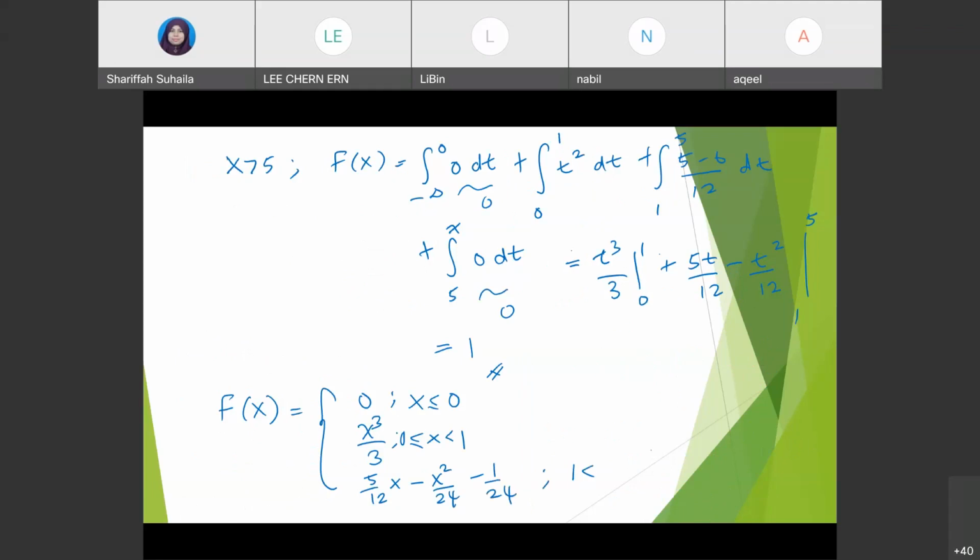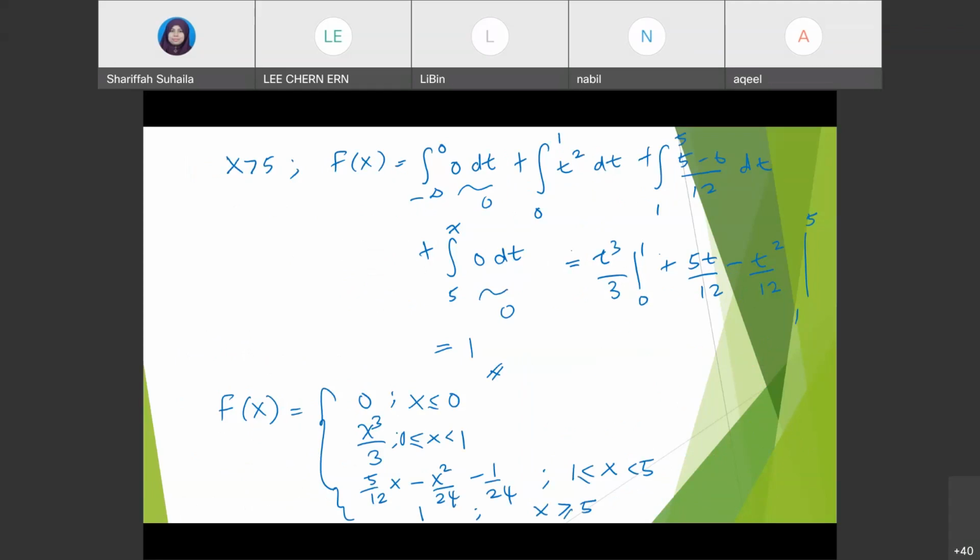Okay, and then the last one, you get 1, for x greater than 5. So, this is greater or equals too, okay, the same. Replace its value with that. Okay, so this is your function for your cumulative distribution function.